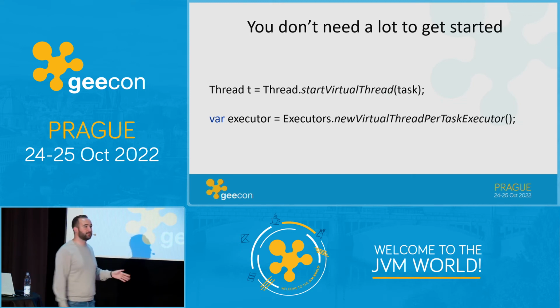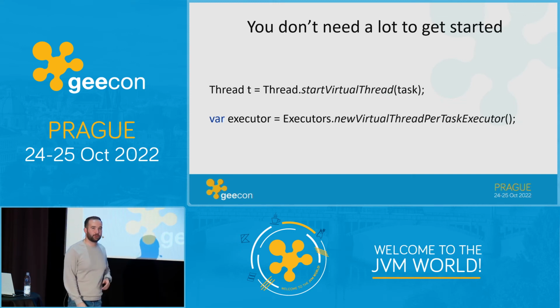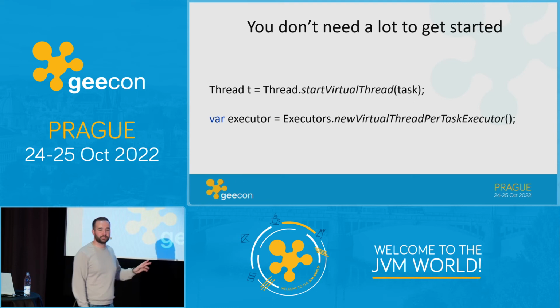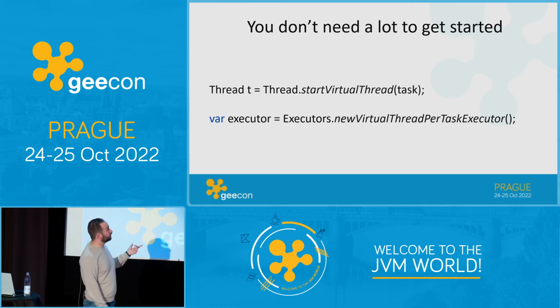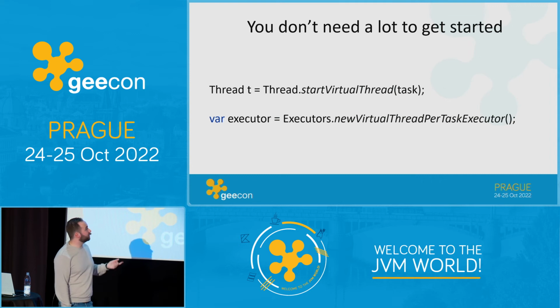So I have talked a lot about what happens behind the scenes and how it all works. So I don't want to scare you off. It's very easy to start with virtual threads. All you have to know is these two methods. The first one will create a virtual thread and start immediately running your task. And of course, the one that most of you will probably use is the new executor service with its very clear name.